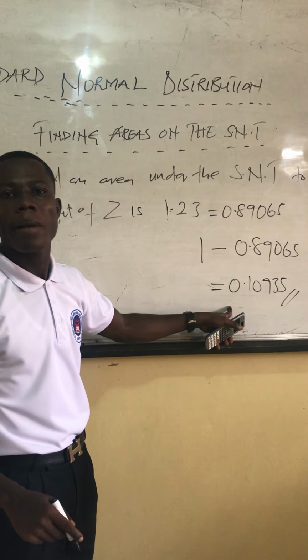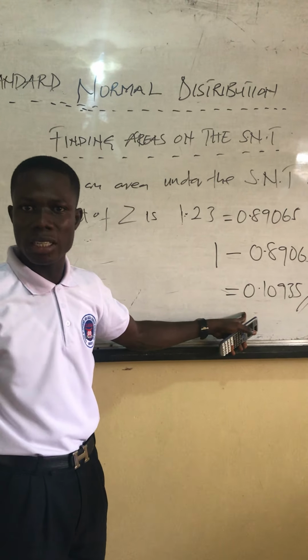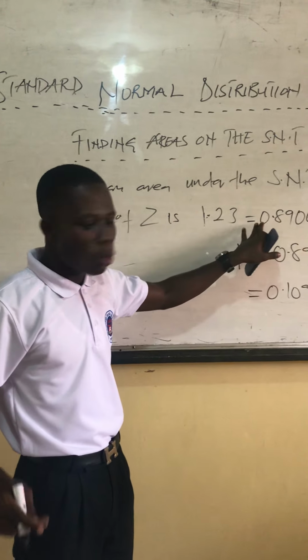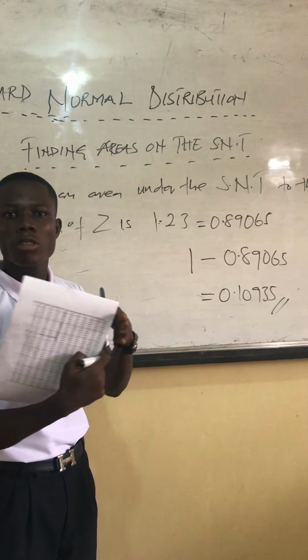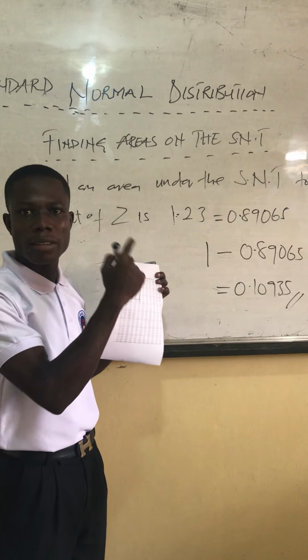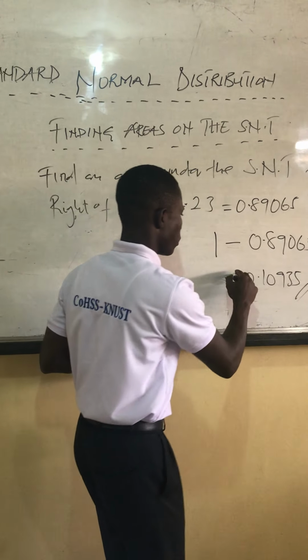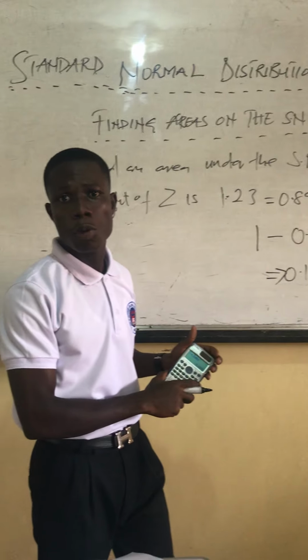So this becomes my final answer. Why? Because I am asked to find it on the right of z. So whenever you are finding area on the right of z, the answer you get on your table is not your final answer. You have to subtract it from 1 before you get your final answer. So please, that's how we use it.